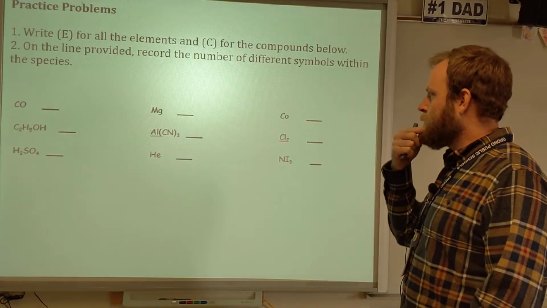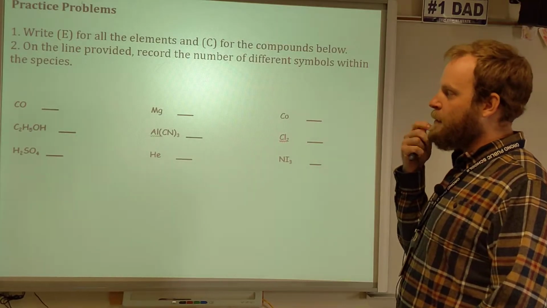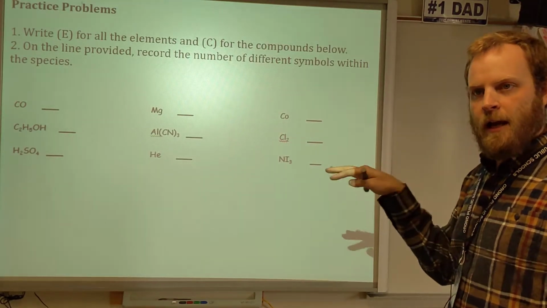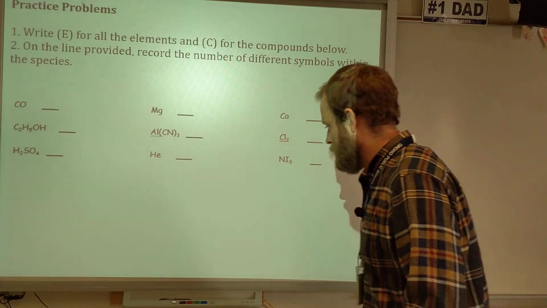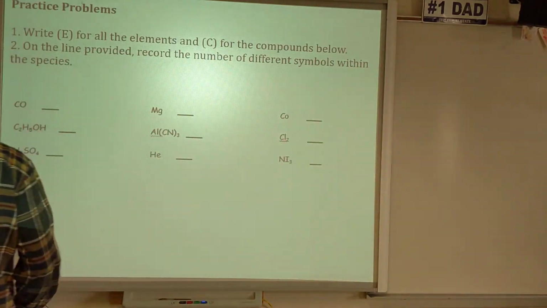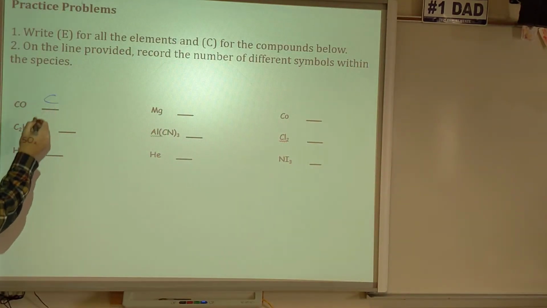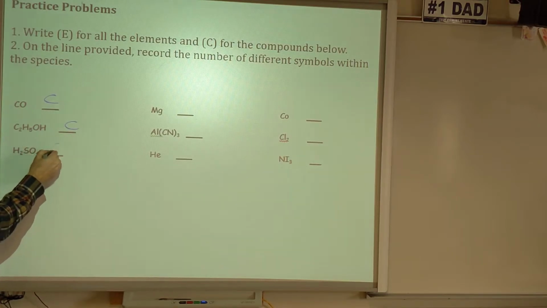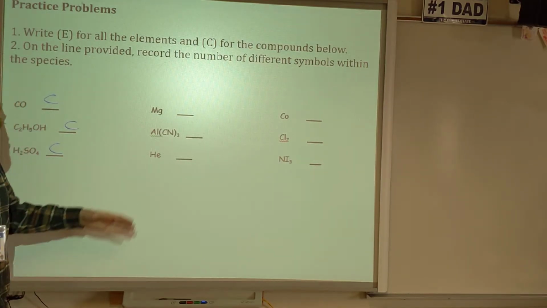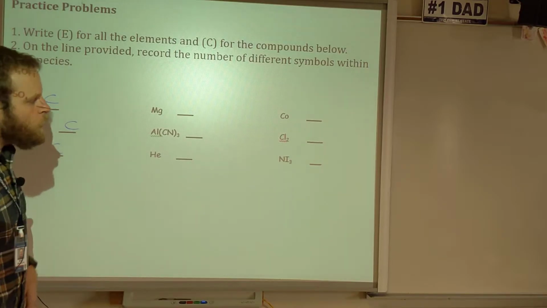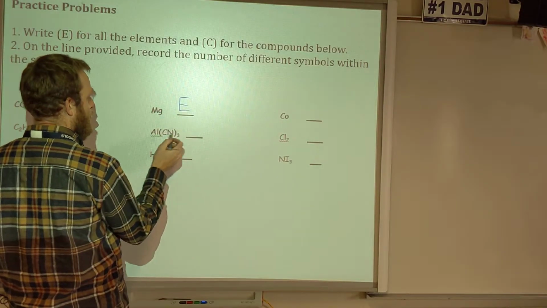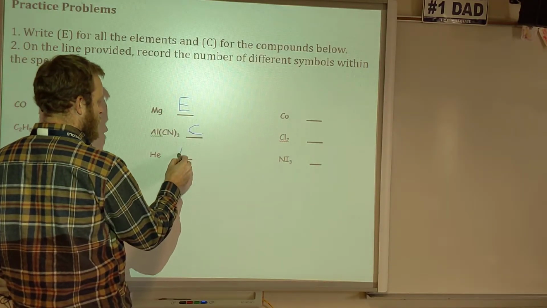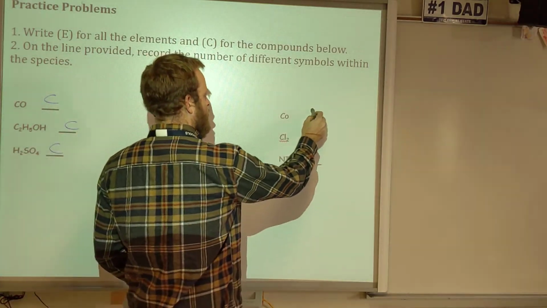Practice problems. So element and compound. Remember that for chemical formulas, you can't tell between the different types of mixtures, so we're not going to do that. Okay, this one we have two symbols, so that's a compound. Two symbols, compound, two symbols, compound. One symbol. I know that there's two letters here, but those two letters are one symbol, so that's an element. More than one symbol, compound, one symbol, element, one symbol, element.